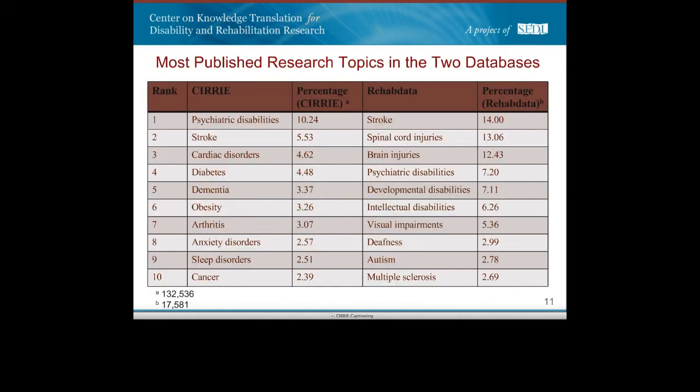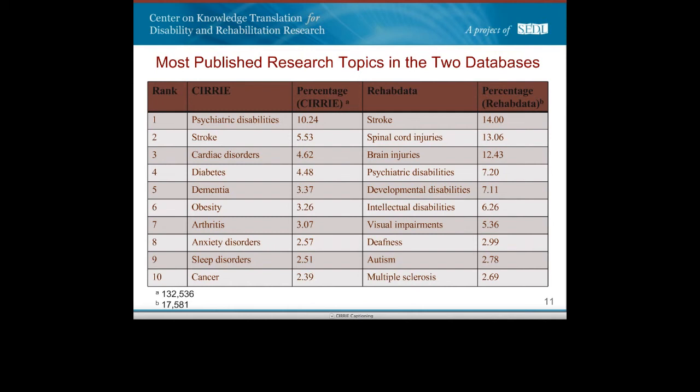These are the top 10 topics in each of the two databases. The numbers are expressed as percentages of the total number of citations for these topics in each database, rather than absolute numbers, since the databases are not of equal size. Some conditions, such as stroke and psychiatric disabilities, ranked high in both databases.